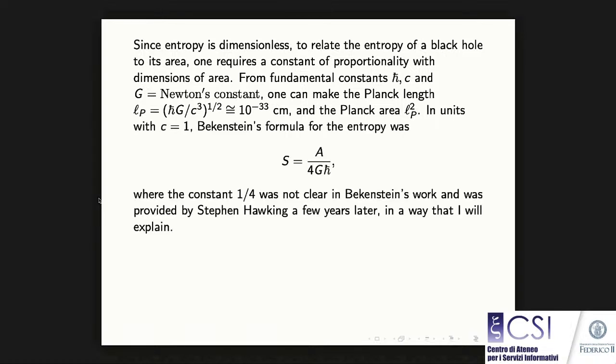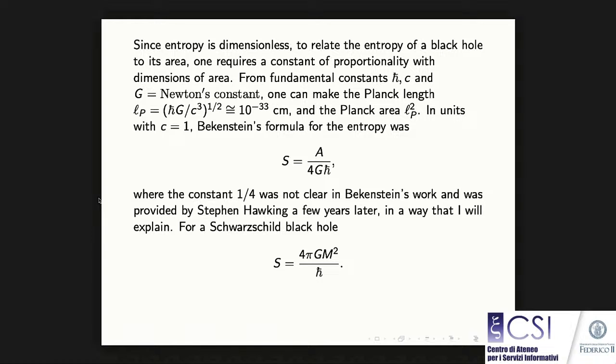So Bekenstein's formula for the entropy was that the entropy is the area in Planck units. Or if I set the speed of light to 1, his formula was that the entropy is A over 4G h bar, except Bekenstein didn't know the constant 1/4. The constant 1/4 was provided by Hawking a few years later in a way that I'll explain. Now, for a Schwarzschild black hole, the entropy is this one, given the area that we computed on the last page.